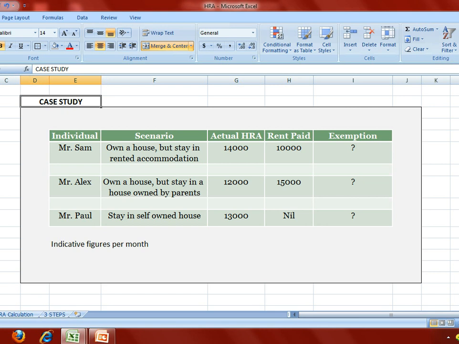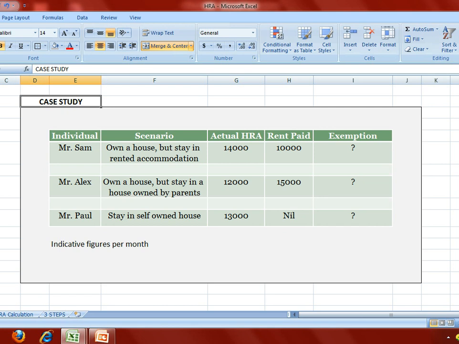Mr. Alex, who owns a house but stays in a house owned by the parents. His actual HRA is rupees 12,000 per month and the actual rent paid towards their parents' house is 15,000 per month. Mr. Paul, who stays in a self-owned house. His actual HRA benefit received from his employer is rupees 13,000 per month and there is no rent paid by him.